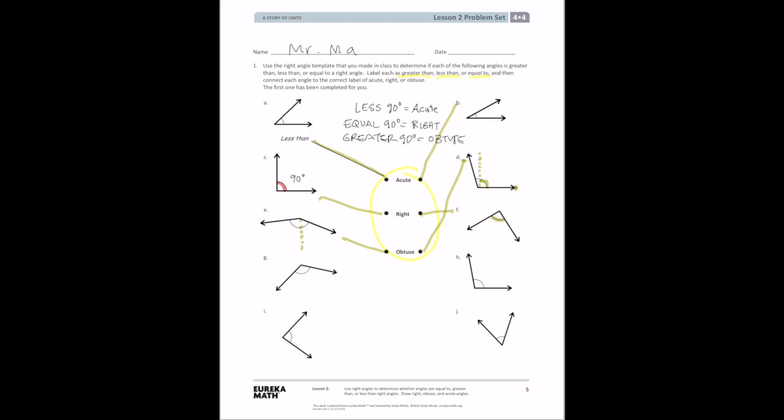And then G, again, G is obtuse. H, obtuse. And I, very close, looks like it could be slightly less than 90 degrees. So if your eye doesn't play tricks on you, it could very well be acute, okay? And then lastly, J is less than, because we know 90 would be here, right? So that's going to be less than.